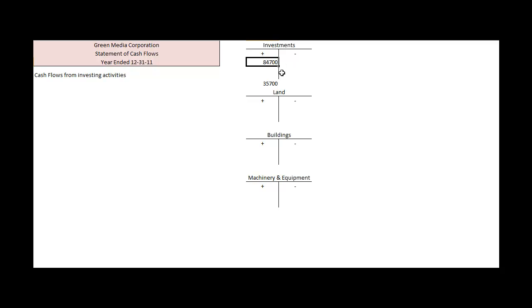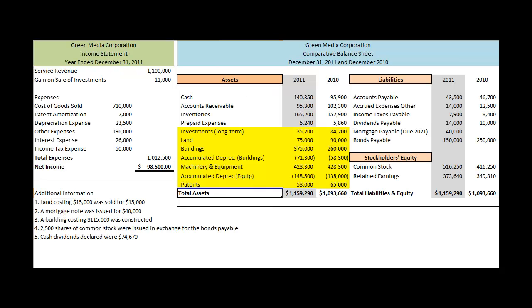And so logic would tell you that the value of my investments went down. But we can't just make that assumption. We're trying to get the cash flow from this change. How much cash actually flowed in or out of the business because of this change right here? So we could have sold some investments. That could have been one way we got down to this number. Or we could have also purchased some investments. So let's go back and look, and we can't get that data right from the balance sheet. That's why we're given additional information down here.